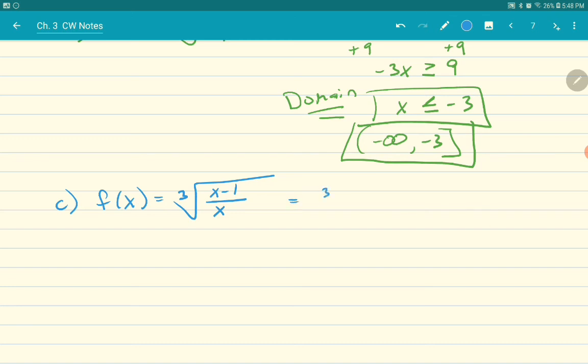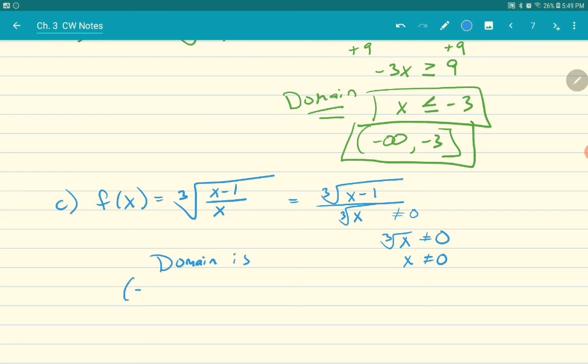Since it's a cubed root, I can always separate the root of a quotient into a quotient of roots, so I can split it up like this. And again, this is a cubed root. That's an odd root, so I don't have any restriction with that radical. The only restriction I have here is that the denominator cannot be 0. So the only thing that can't be 0 is x. That's my domain restriction. So my domain is everything but 0.